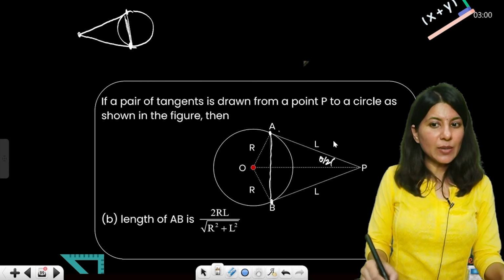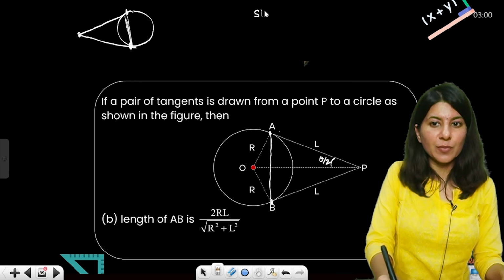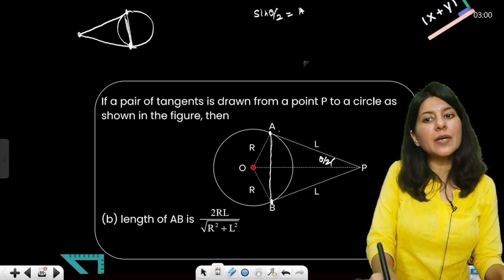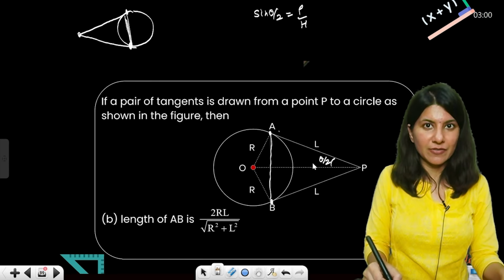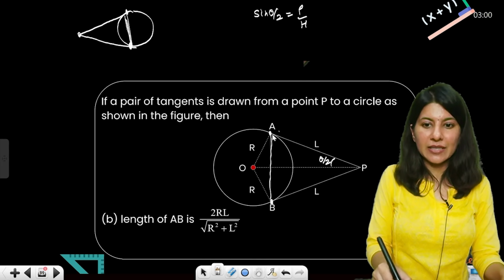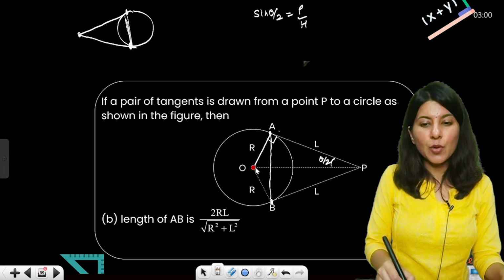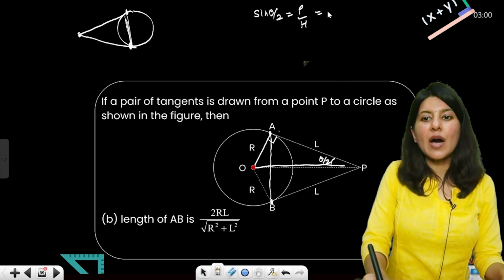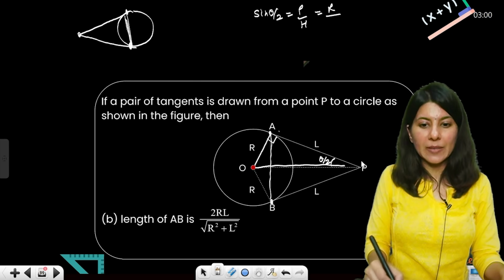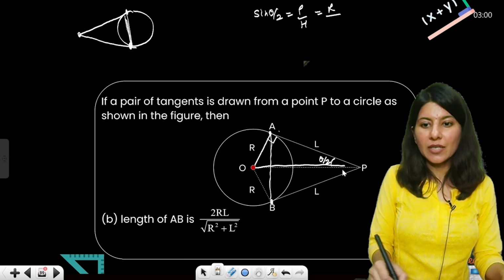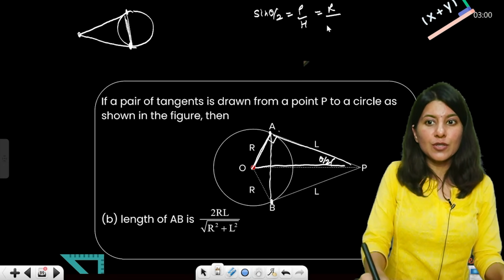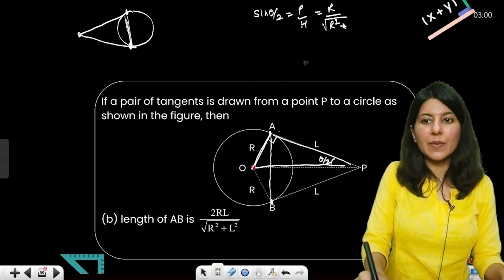So can you calculate sine theta by 2 from here? Sine theta by 2 is, ma'am, perpendicular upon hypotenuse, first of all. In this big triangle, this is 90 degrees, so this is theta by 2. Perpendicular is R, hypotenuse is OP. So R upon OP. OP is the hypotenuse, so with R and L, by Pythagoras theorem, OP is the square root of R square plus L square.